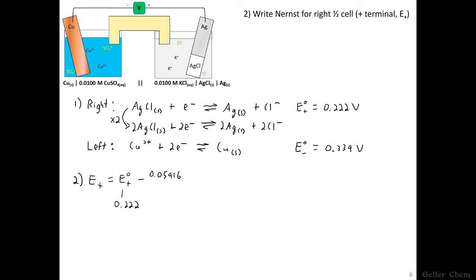0.05916, which we saw before. In this case, the number of electrons in the reaction is 2 after we did that multiplication. Then we have log. And then, for the Q expression, we just have to look at our reaction. We have a solid product, so that's not going to go in. We have an aqueous product, so that will go in to the second power.